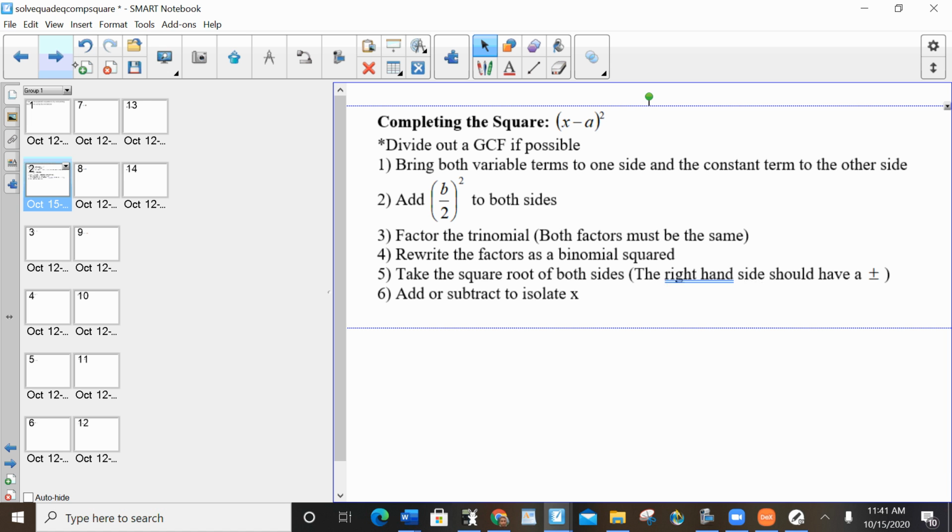So we're going to refer back to these notes as we go through, but if you want to take a screenshot of them, here they are. They're also in the front of your packet.